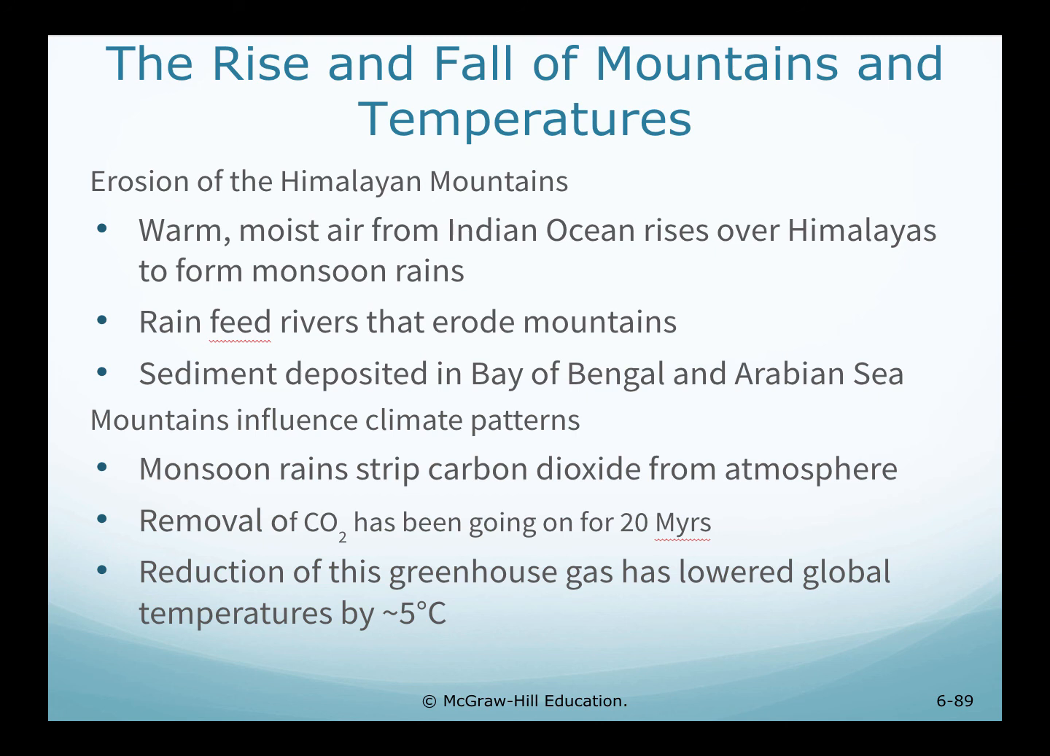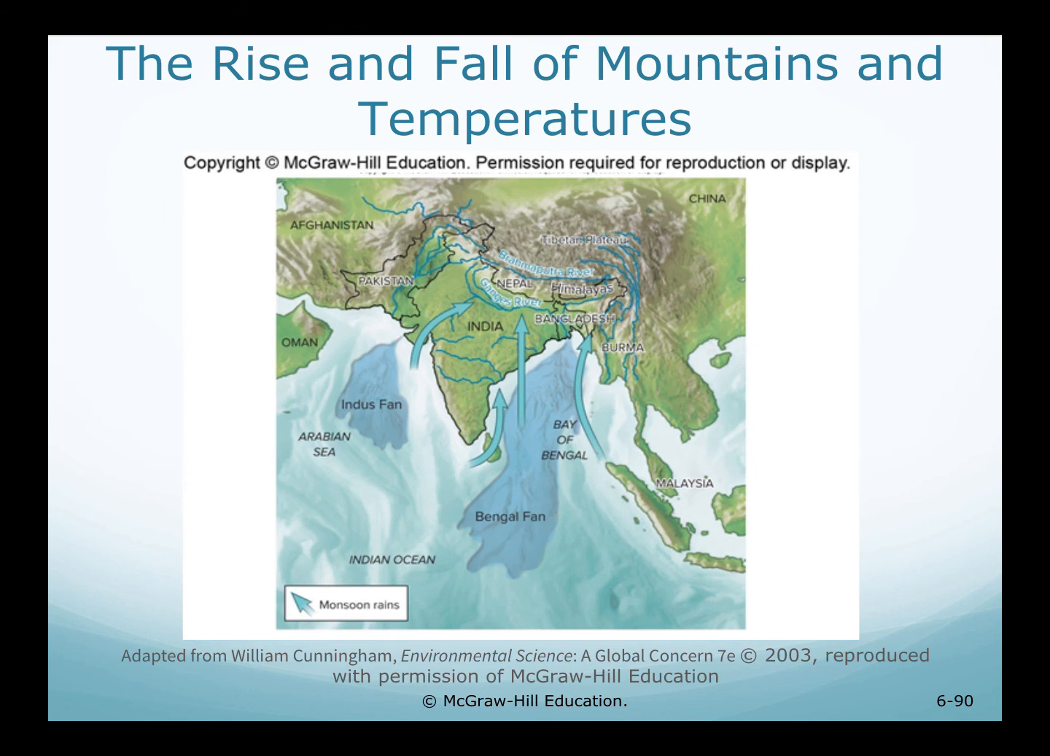The monsoon rains strip carbon dioxide from the atmosphere. The removal of CO2 has been going on for 20 million years. This action actually reduces the greenhouse gas, and the reduction has lowered global temperatures by about 5 degrees Celsius. So without this particular greenhouse gas, we would be warmer by 5 degrees. This is showing the monsoons.